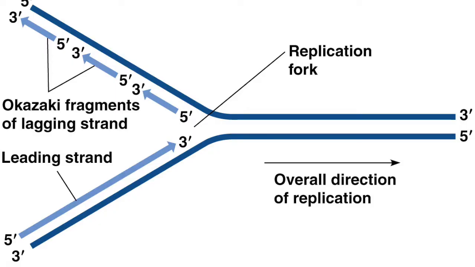The reason why the replication on the lagging strand is discontinuous is because the other template strand is oriented 5' to 3' at the replication fork, and hence copying it will result in synthesis in a 3' to 5' direction relative to the direction of fork movement.